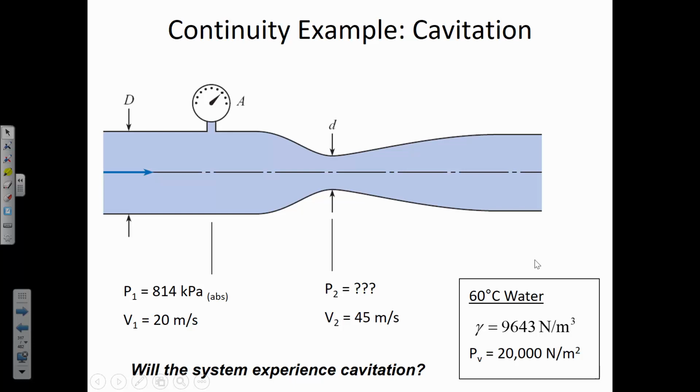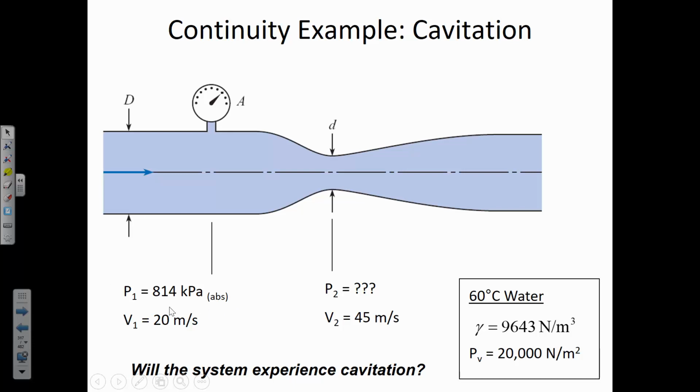So in this continuity example, first of all, we've already been given the velocities. So you don't have to solve them, but you do need to apply Bernoulli's equation to find out what is the pressure of the liquid at 2. And you'll notice here that the pressure that's given at 1, this 814 kPa, that's the absolute pressure.